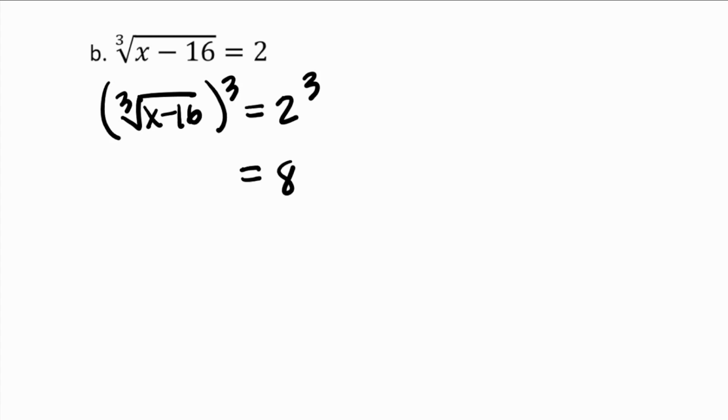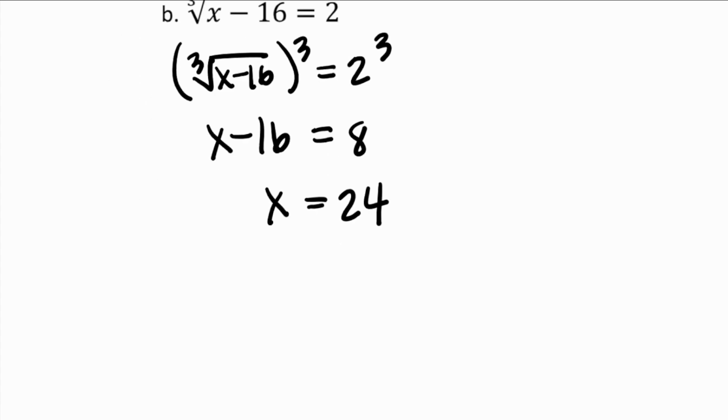And 2 to the third is going to be 8, so I've got x minus 16 equals 8, and x is going to equal 8 plus 16, which is 24.